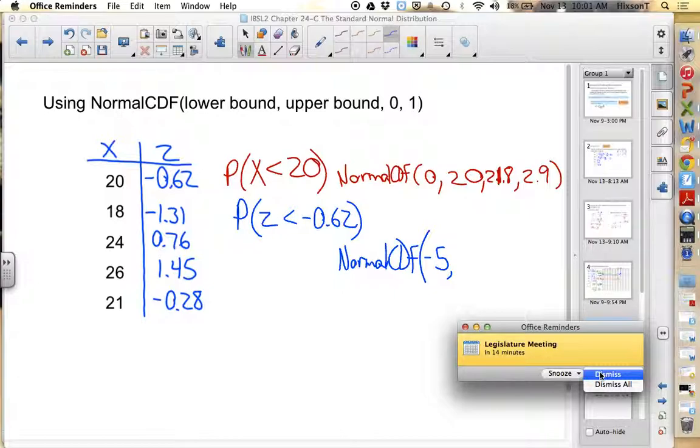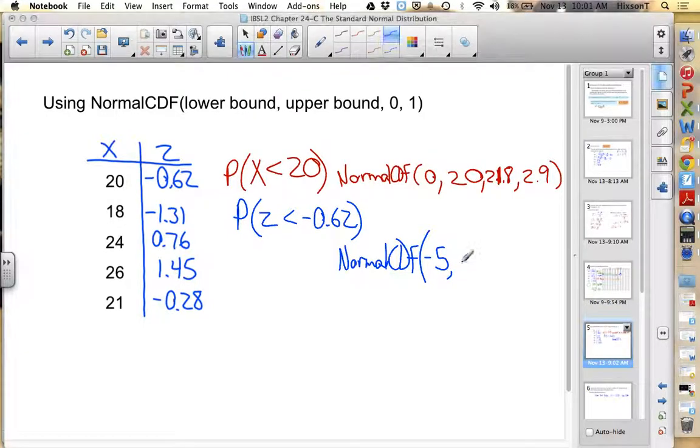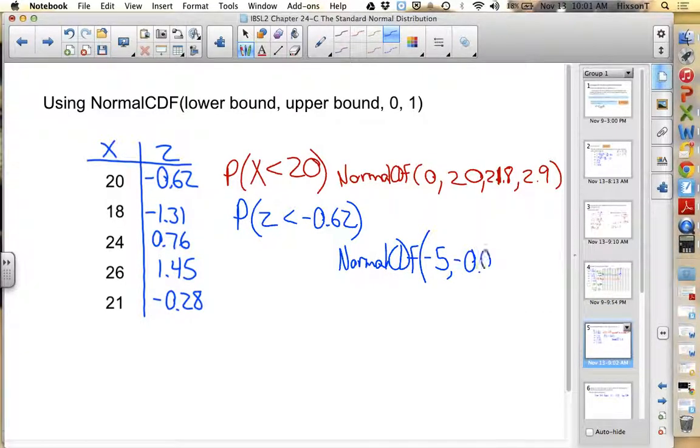So then our upper bound is negative 0.62. Okay? So we punch that in. Negative 0.62. Alright? And then remember the mean and the standard deviation is what this takes. Well, we're doing a standard normal distribution, so it's always going to be 0 and 1. Okay?